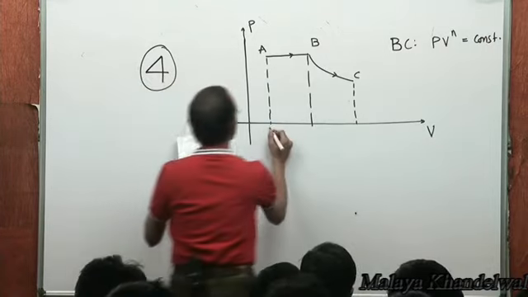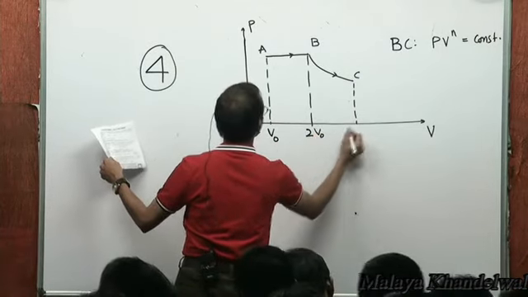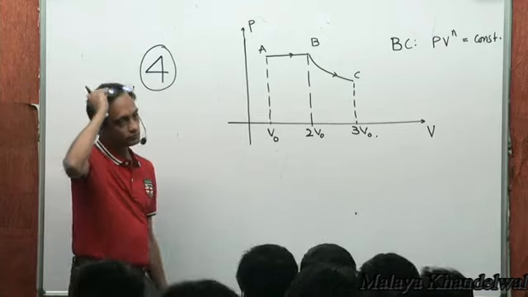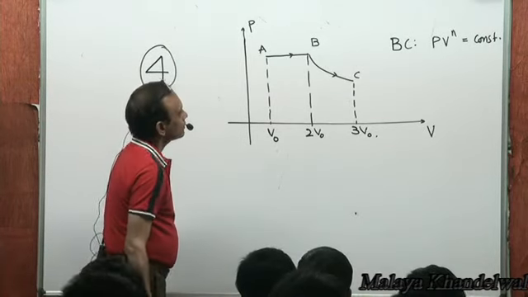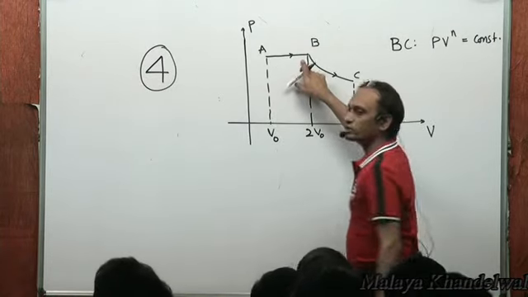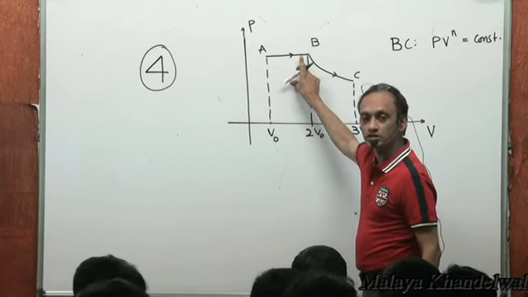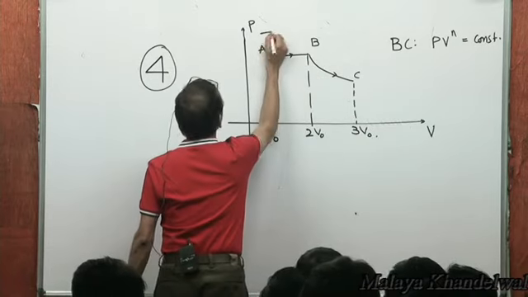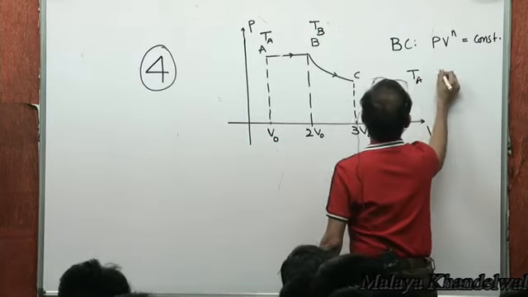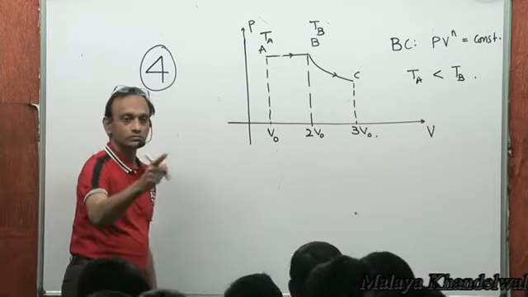Now, this volume is the same V naught. This is 2 V naught. This is 3 V naught. Now, when I go from A to B at constant pressure, if I increase the volume, what happens to temperature? It increases. So if the temperature is TA here and TB here, then TA will be smaller than TB. Temperature has increased. Yes or no?